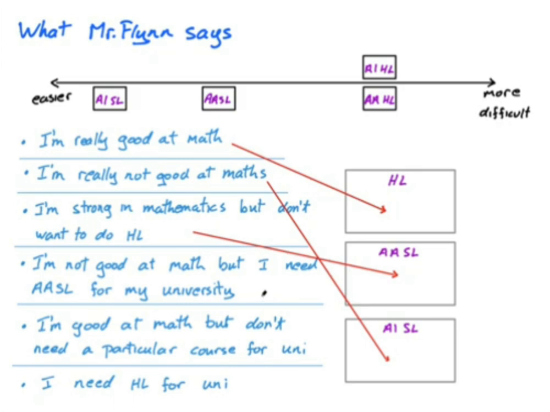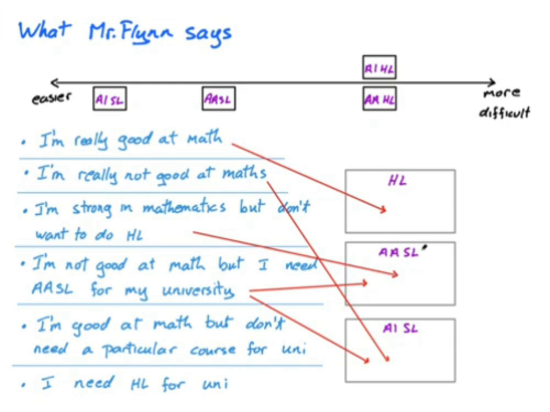If you're not good, but you need AA SL for your university, so like business in Canada, prime example, we have a lot of students that want to do business in Canada, and they are saying you need this. Now, you have 2 options essentially. You're either going to do this, or you're going to do this. So there's a few things you need to ask yourself. 1, do I absolutely have to go to that university?